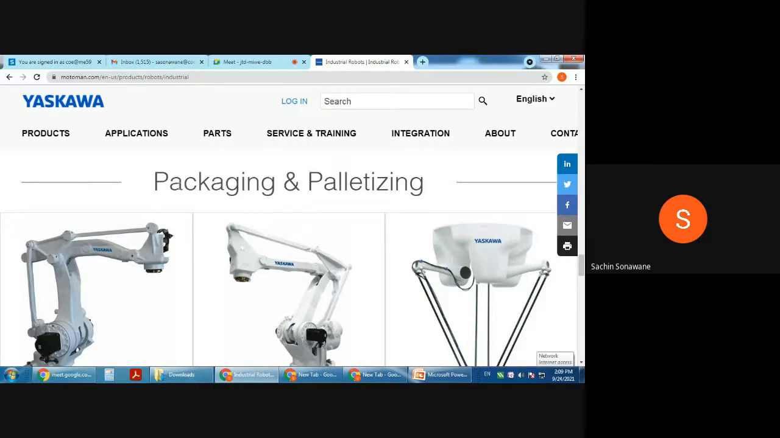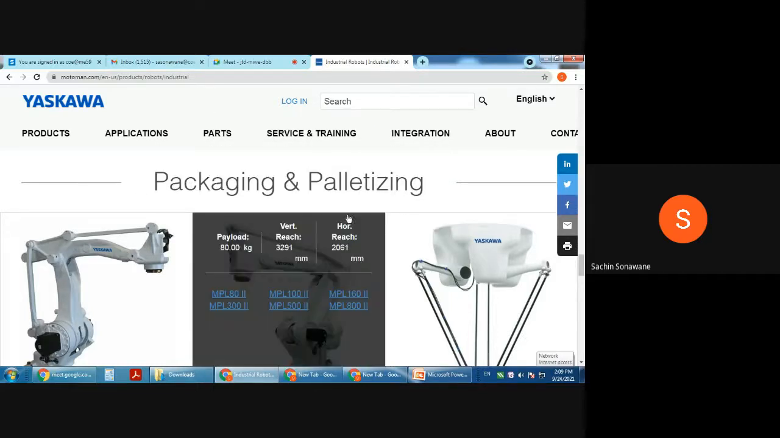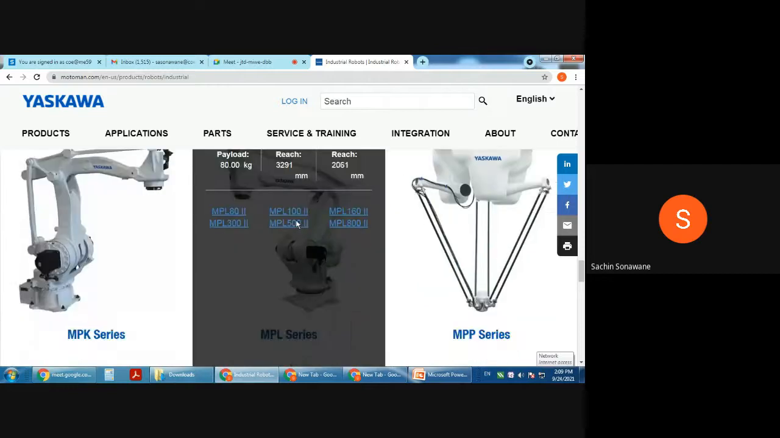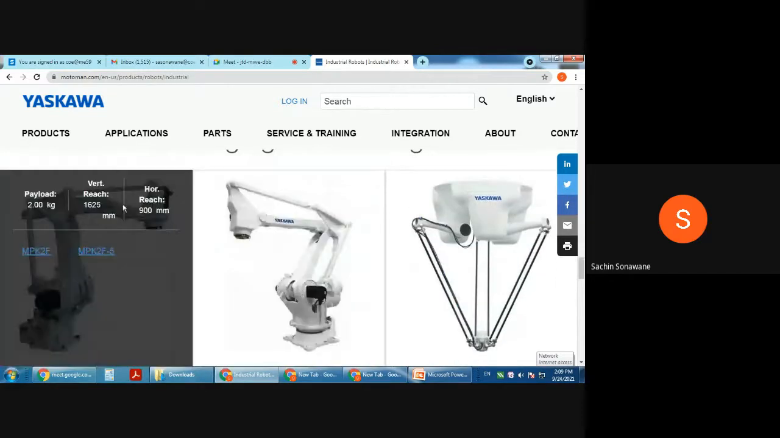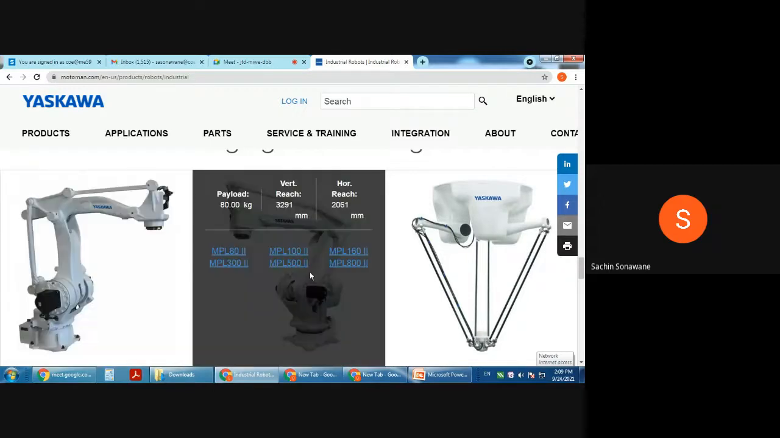Now this is the third application, packaging and palletizing. If you see here, payload is only 2 kg. Here 5 kg. For packaging, that much force is not required. That's why its payload is less. See that this is a very big robot. Its payload is a maximum of up to 800 kg.